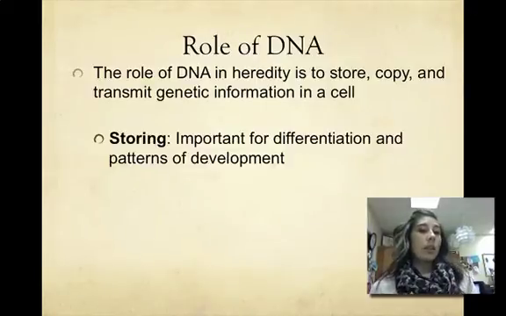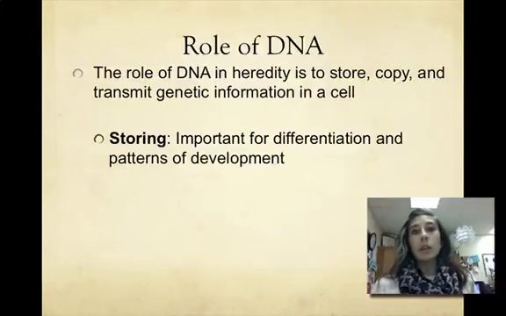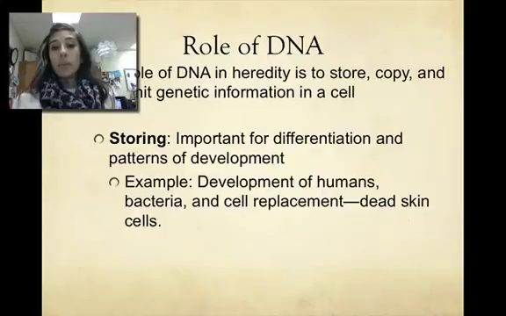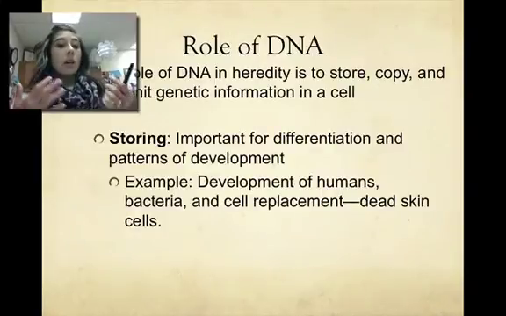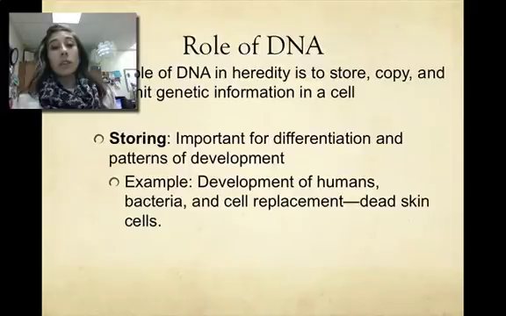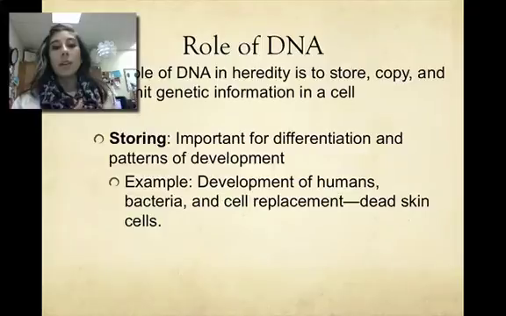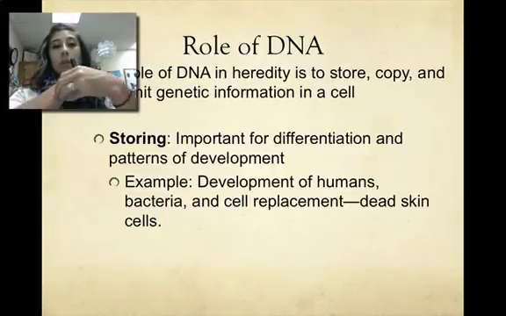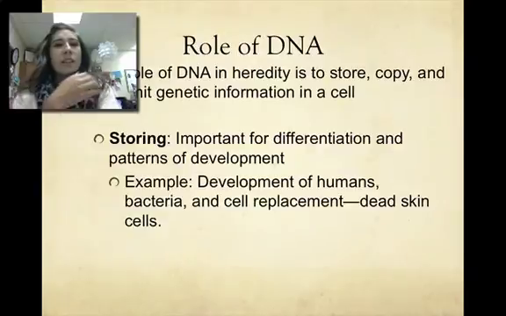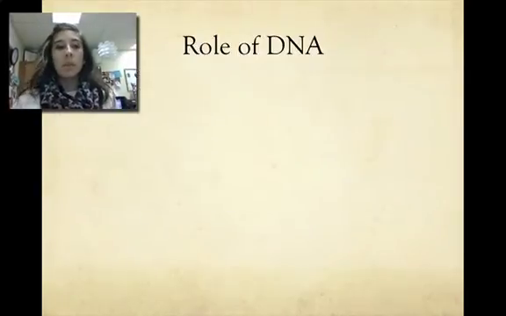And when we get to genetics and natural selection, that'll make a little bit more sense. But we need differences between us so that our species can actually survive better, and so that we can have patterns of development. We have to have that information stored so that we can see the differentiation and patterns of development. For example, in the development of humans, bacteria, replacement of cells. An even more specific example would be dead skin cells: we have to have that pattern of development in order to slough off our dead skin cells and then replenish them.